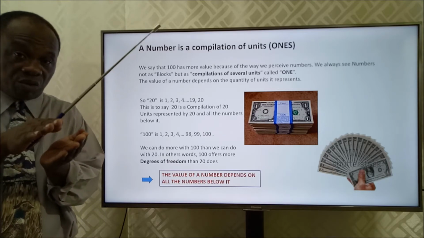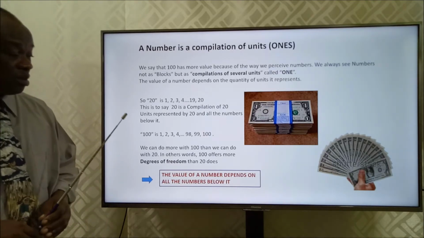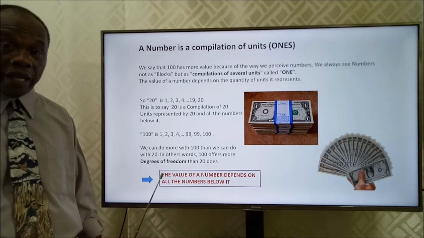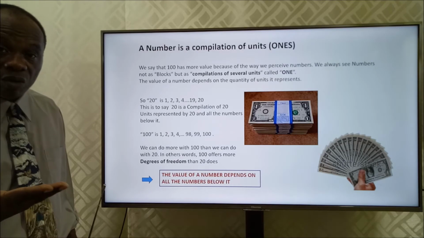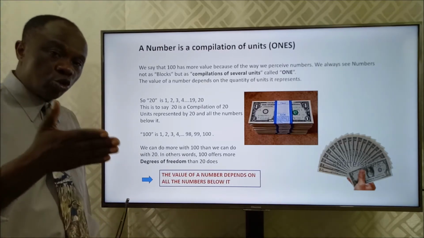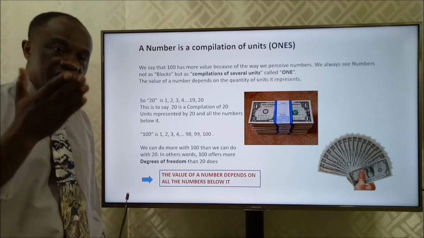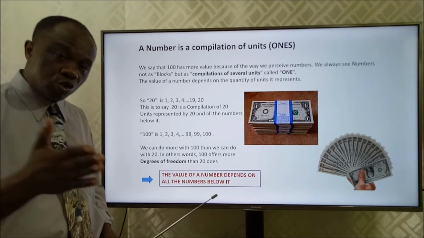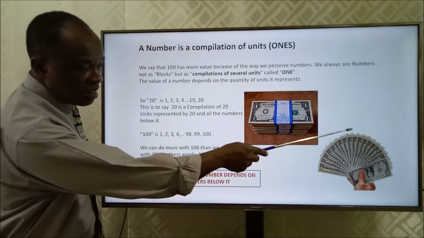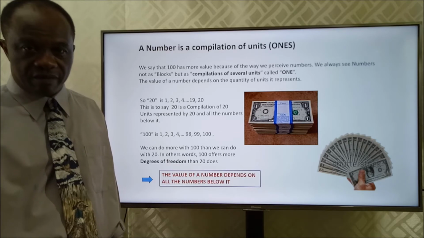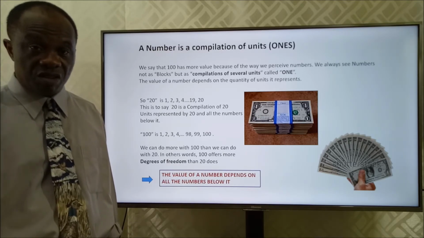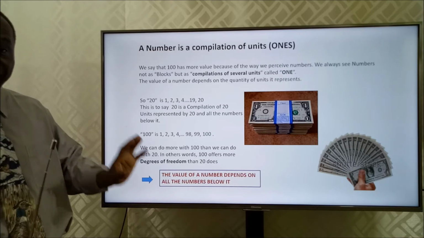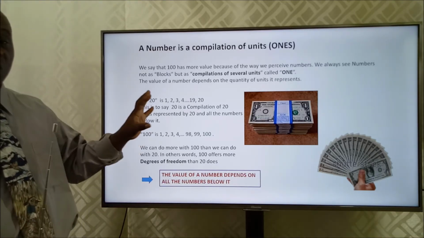So that was the value. Then we say in general that the value of a number depends on all the numbers below it. Because when you see 20, 20 means 1, 2, 3, 4, 5, 6, 7, 8, 9, up to 20. 100 means 1, 2, 3, 4, 5, 6, 7, 8, 9, up to 100. You understand? This is the real way we see numbers. So we see numbers as units, not as blocks.